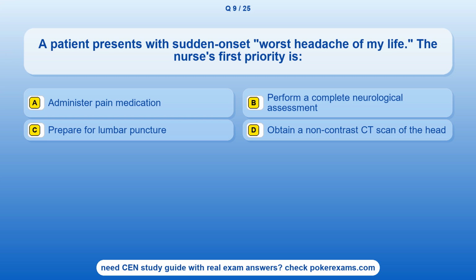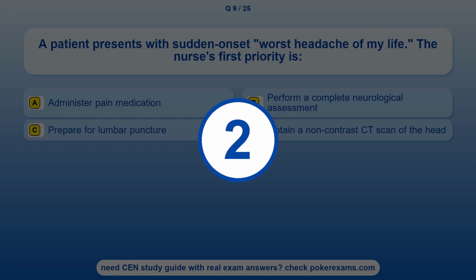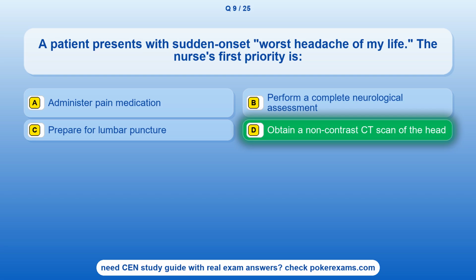Question 9. A patient presents with sudden onset worst headache of my life. The nurse's first priority is: Option A, administer pain medication. Option B, perform a complete neurological assessment. Option C, prepare for lumbar puncture. Option D, obtain a non-contrast CT scan of the head. The correct answer is option D, obtain a non-contrast CT scan of the head.